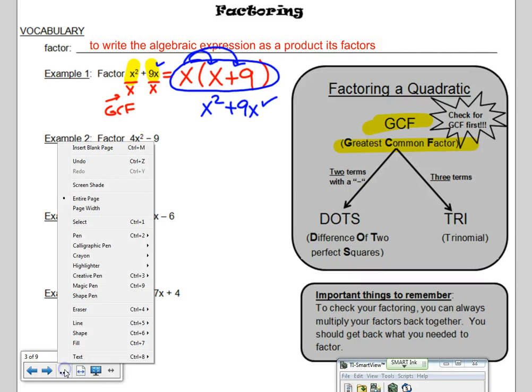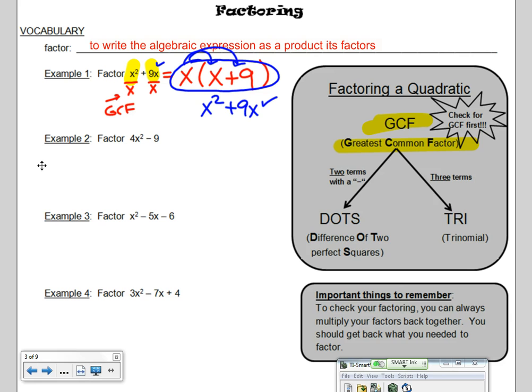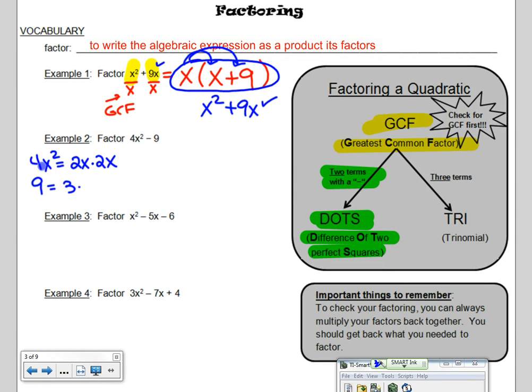Well, if it only has 2 terms with a minus sign between them, it's probably going to be a DOTS type, which is an acronym for the difference of 2 perfect squares. 4x squared is a perfect square because 4x squared can be written as 2x times 2x. That means it's a perfect square when you can write it into 2 factors that are both the same. And 9 is a perfect square. It's 3 times 3. So I want to stress, DOTS has to have a minus sign. If this were a plus, this would not be factorable.